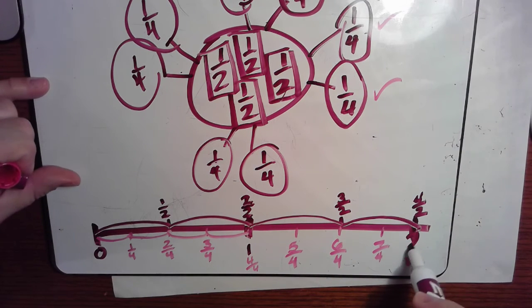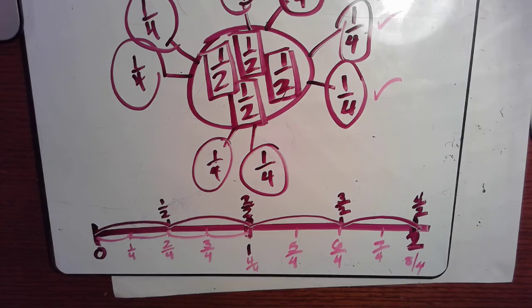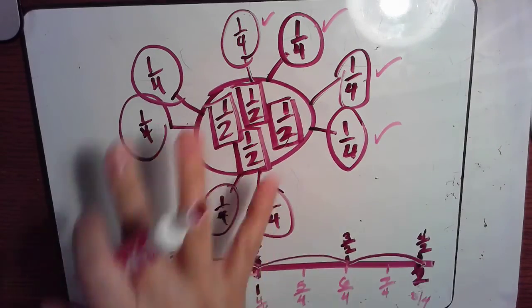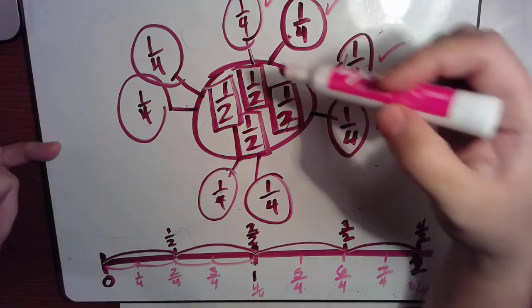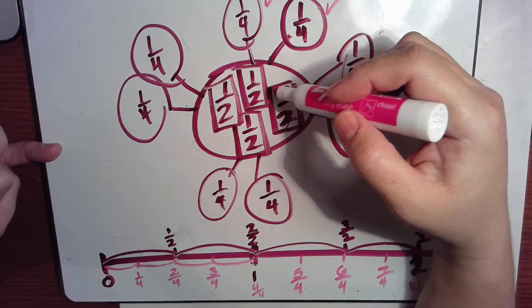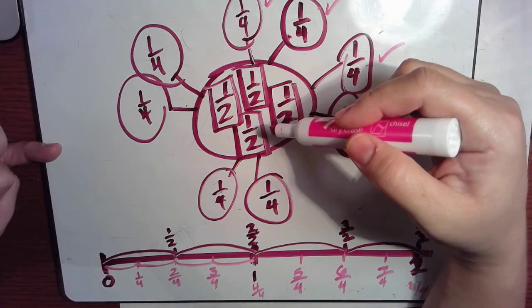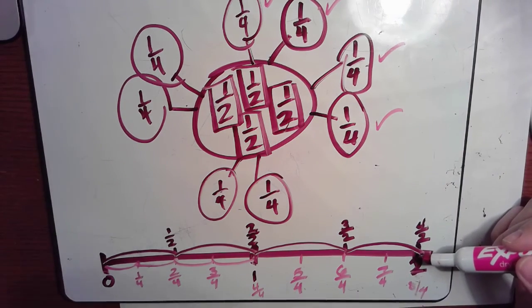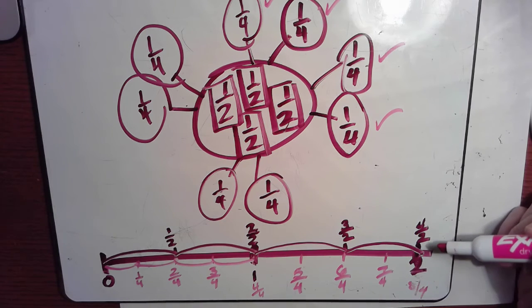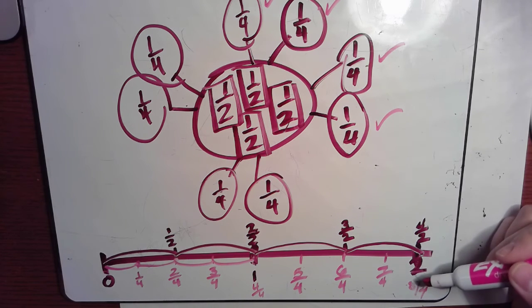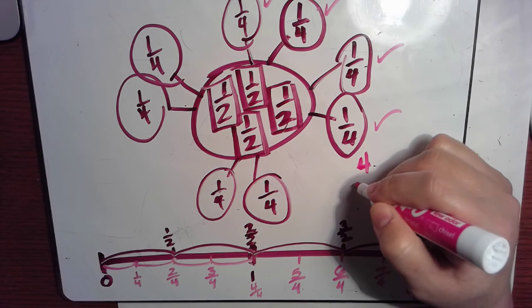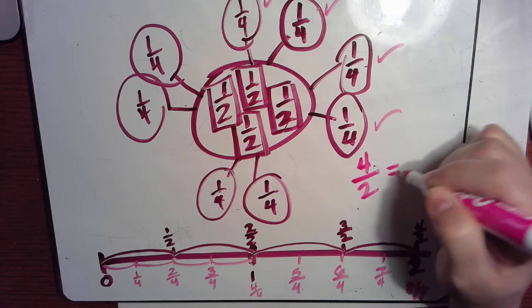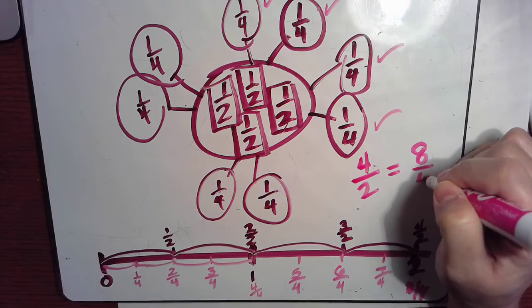So this number line might help you understand what looks kind of wild and crazy up here. What we have is a whole. That's 2, but it's represented as 4 halves. 4 halves. And what we're seeing is that 4 halves is equivalent to 8 fourths. I'll write it one more time. 4 halves is equivalent to 8 fourths.